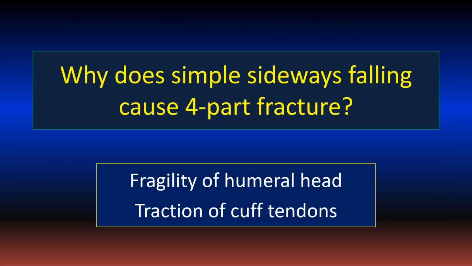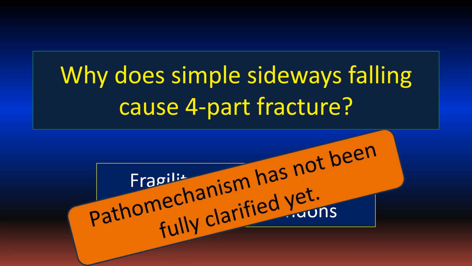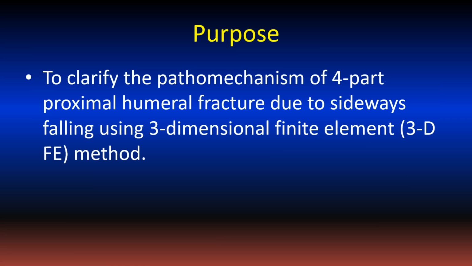Why does simple sideways falling cause such a comminuted four-part fracture? It has been believed that fragility of the humeral head or the traction force of cuff tendons play important roles in the development of this fracture. However, its pathomechanism has not been fully clarified yet. So the purpose of the present study was to clarify the pathomechanism of four-part proximal humeral fracture due to sideways falling using the three-dimensional finite element method.